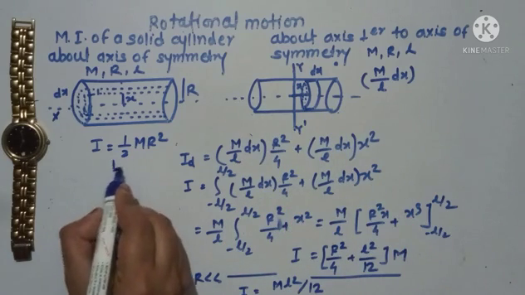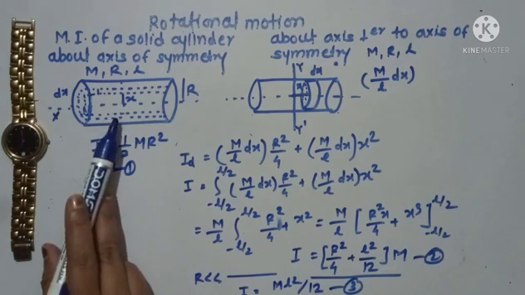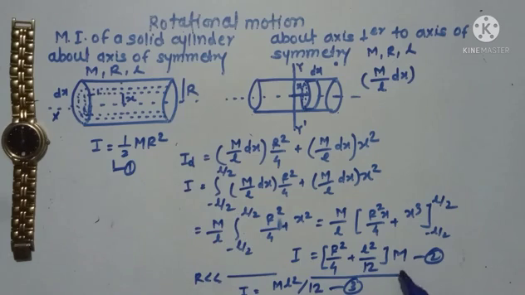So consider this as equation 1, this as equation 2, and this as equation 3. From equation 1, 2 and 3 we can say that this moment of inertia is strongly dependent on the shape of the body, and also it depends on the axis of the rotation of the body.